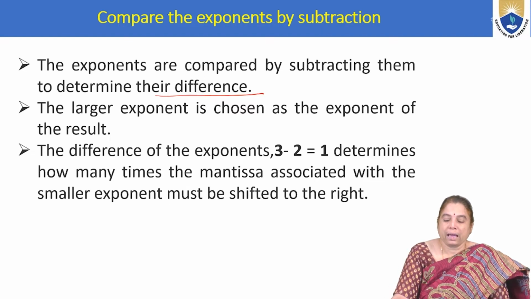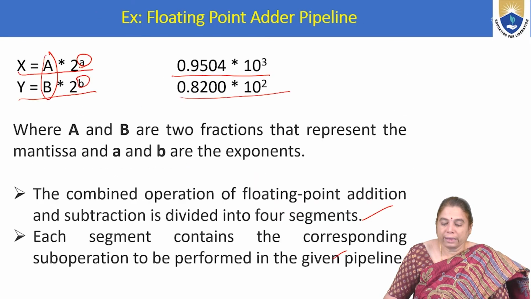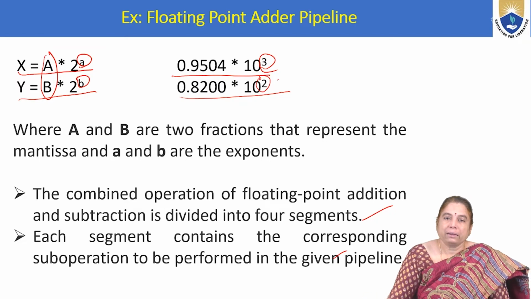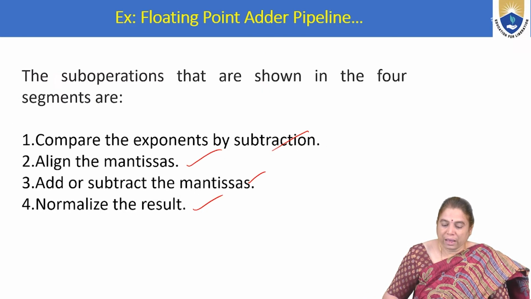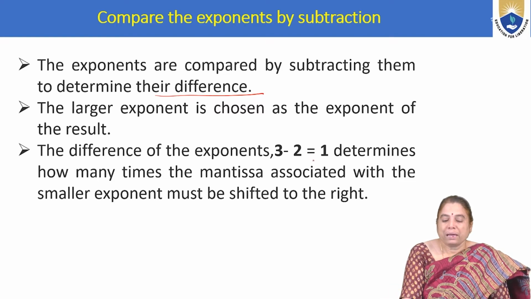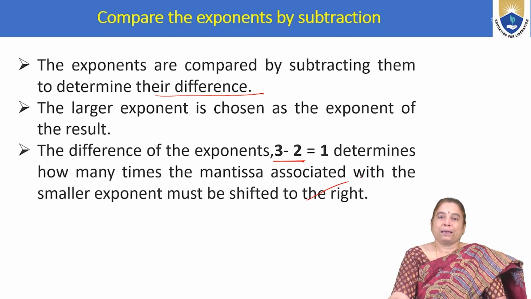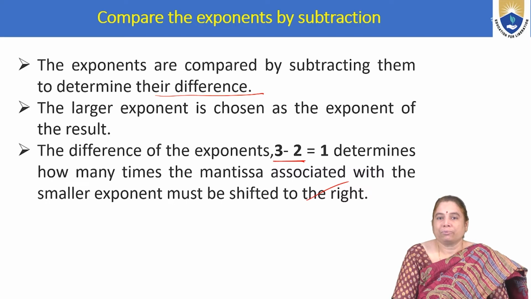Here, in the example, the x value has 10 cube, so the exponent value is 3 for x, and for the y value 10 square, so the exponent value is 2. The comparison of exponents takes place with the help of subtraction, 3 minus 2, that is 1. So it determines how many times the mantissa associated with the smaller exponent must be shifted to the right. This sub operation is implemented as segment 1 of the pipeline.